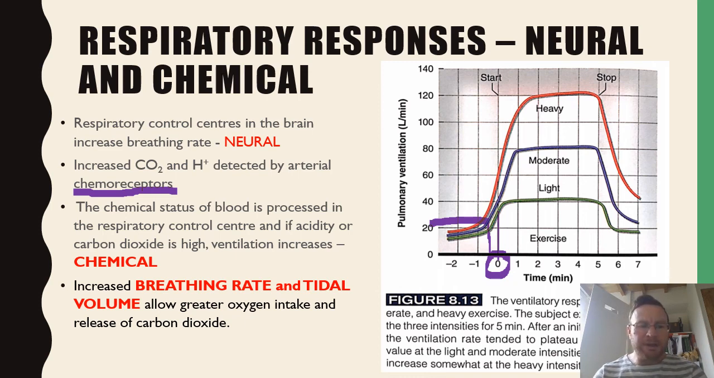The last point we set here: increased breathing rate and tidal volume allow greater oxygen intake and release of carbon dioxide. So the neural element of this respiratory response is our brain doing this feed forward anticipatory rise in respiratory rate. The chemical response is our brain monitoring the chemical composition of our blood and increasing breathing rate and breathing depth to make sure there's enough oxygen to take in to our working muscles and enough capacity to get rid of carbon dioxide.